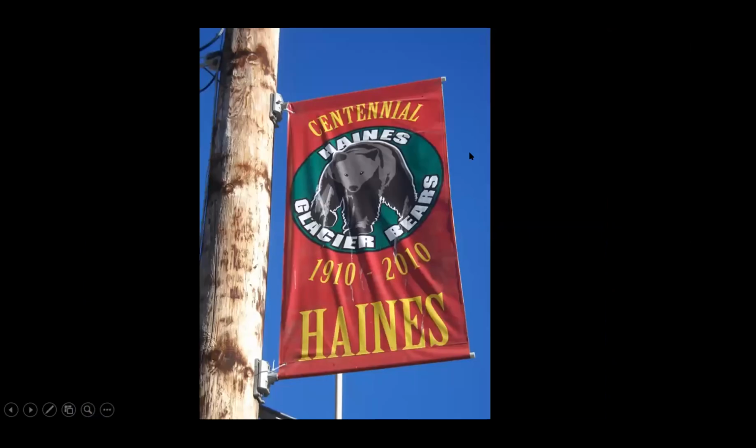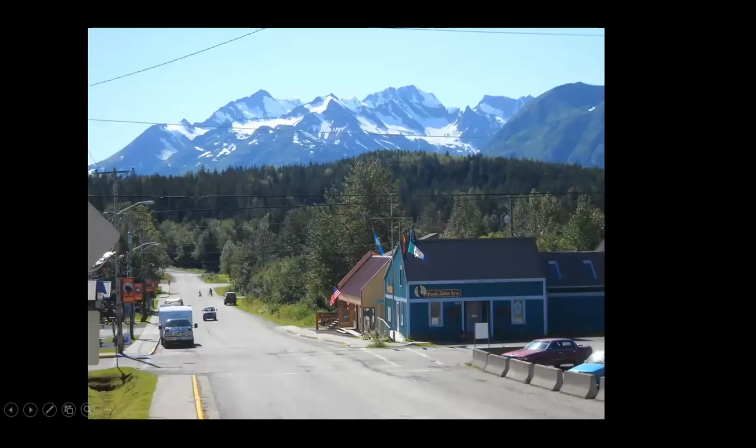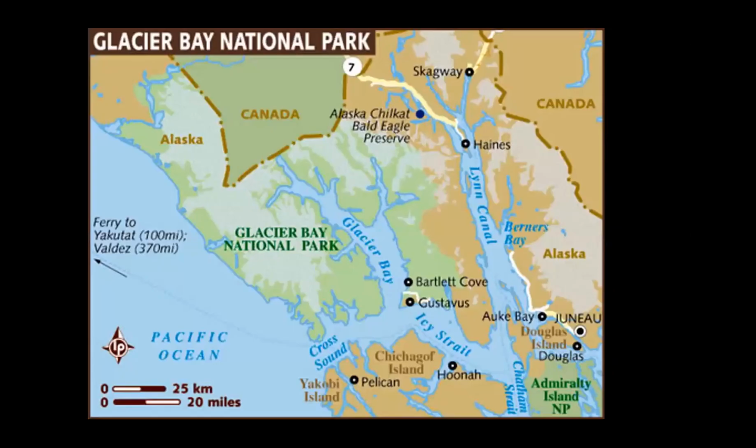The view of Haines. This tells us that there was a centennial in Haines back in 2010, so we've missed it by 2 years. This is the view looking out to the west, and you can see a lot of mountains here. This is a part of the Glacier Bay National Park and Preserve, which you see, which is pretty much due west of Haines.